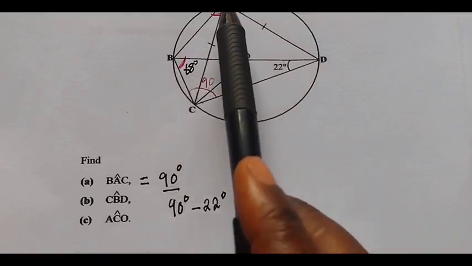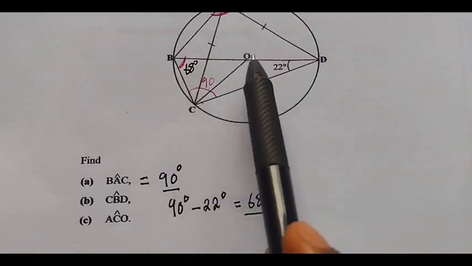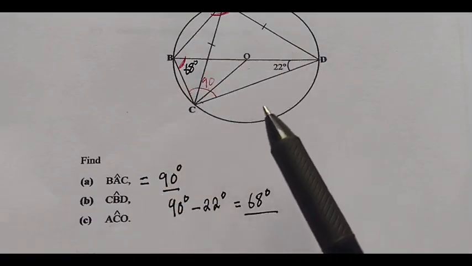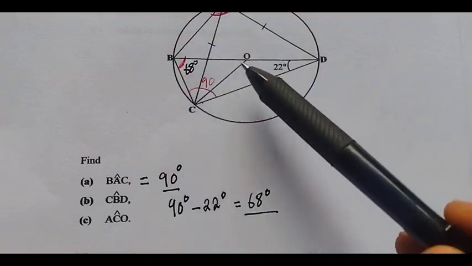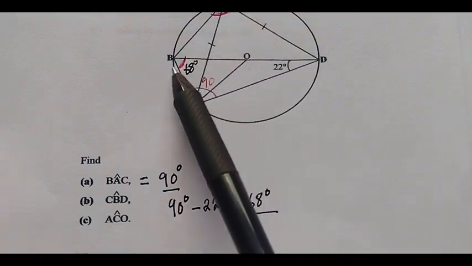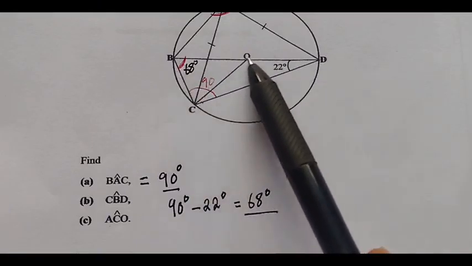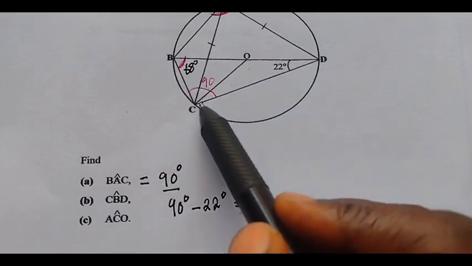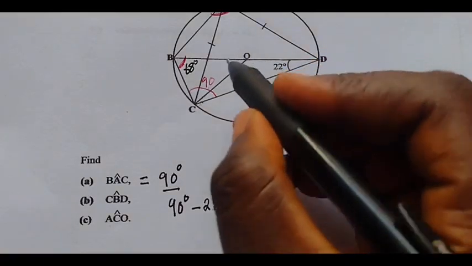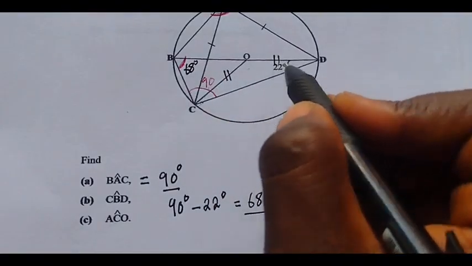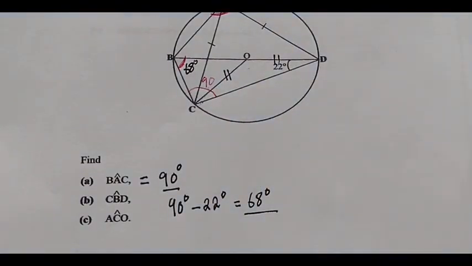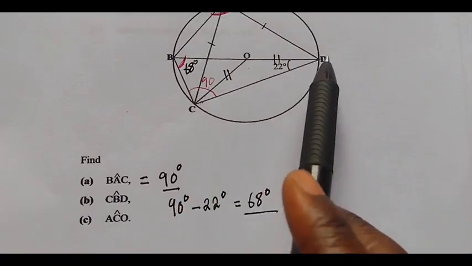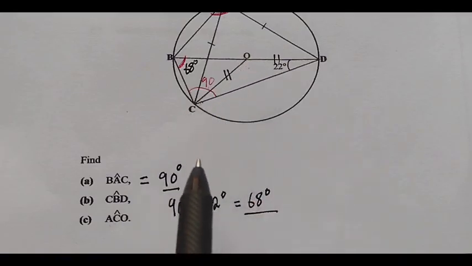So they want you to find ACO. There are many things that you must consider in order for you to find this angle ACO. One of the first things is, remember this is a diameter BD, okay? So if it's a diameter, the distance from O to C is equal to O to D. We have equal distances like that. I hope it's clear. The distance OD, which is a radius here, is also equal to the distance OC, which is also a radius.